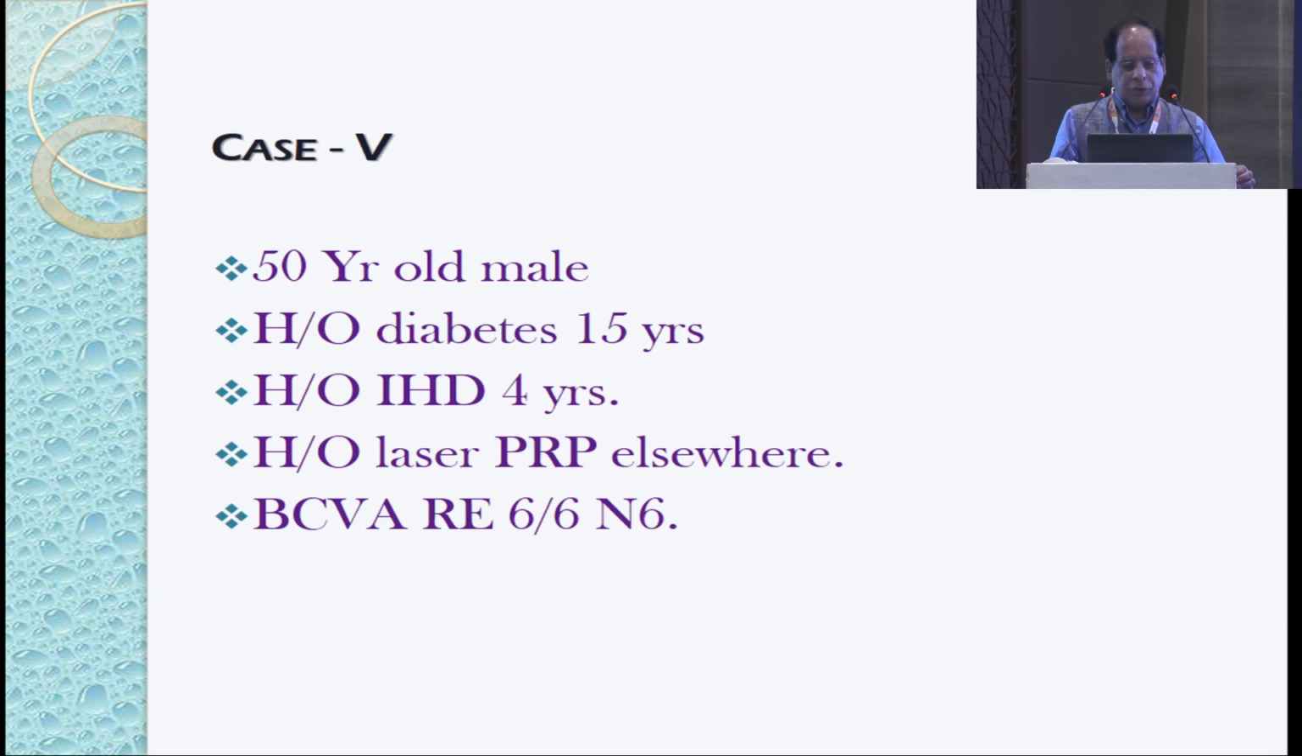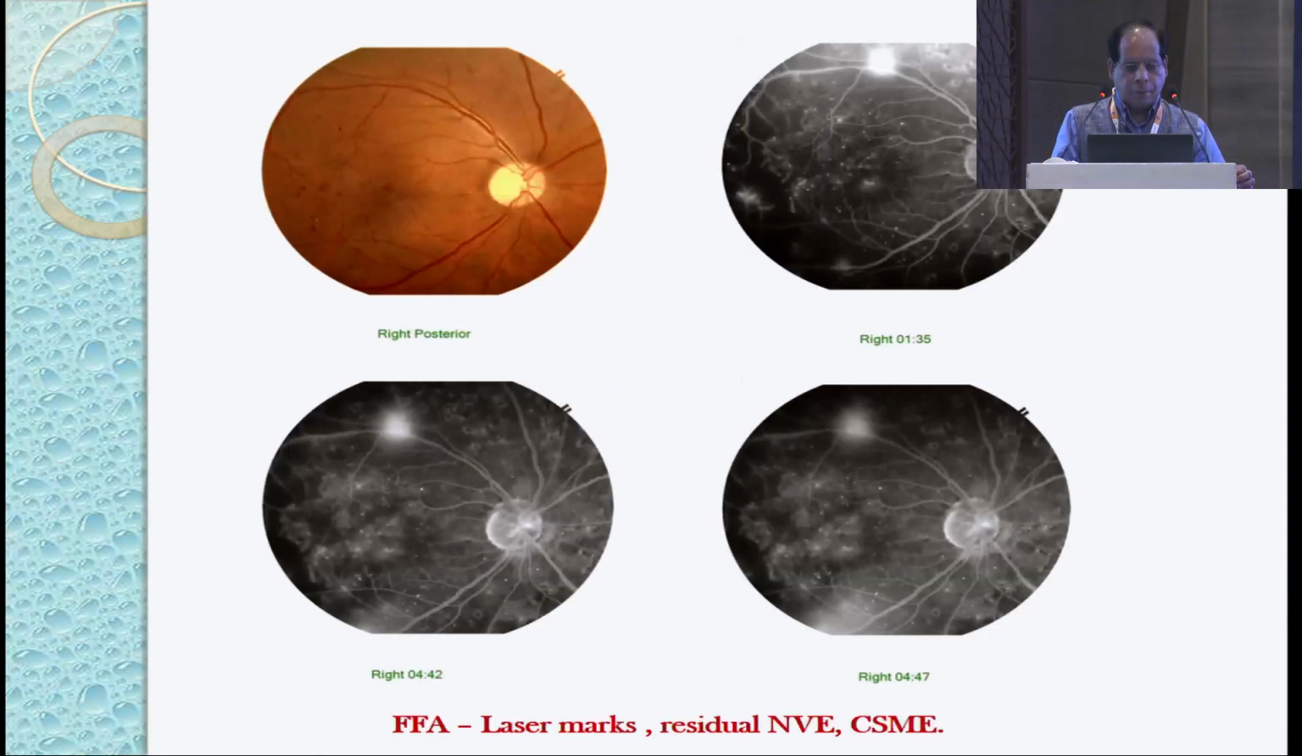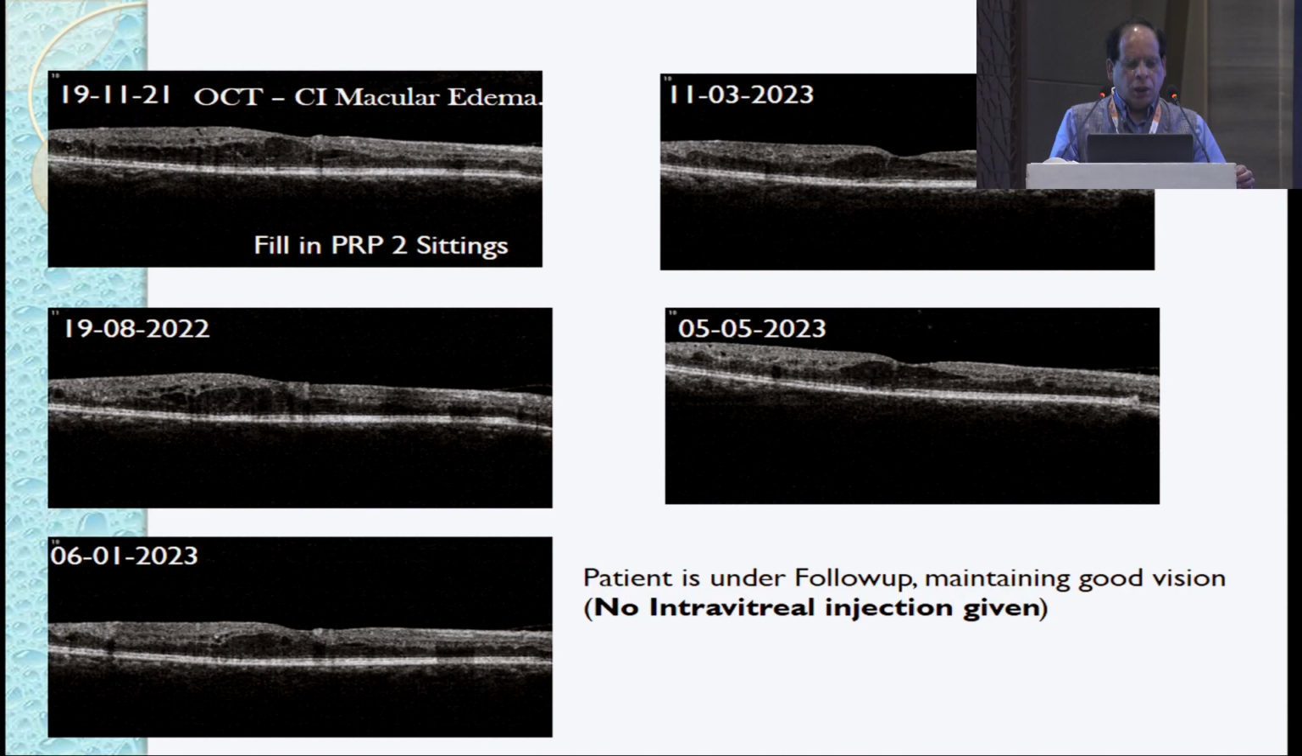This is one case of a 50-year-old male who was diabetic and had IHD. He underwent PRP elsewhere and vision was good. This was the angiogram that showed the residual NV and CSME. The OCT shows the CI macular edema, but vision was good, so we decided to just do a fill-in PRP for NVE and kept the patient under follow-up.